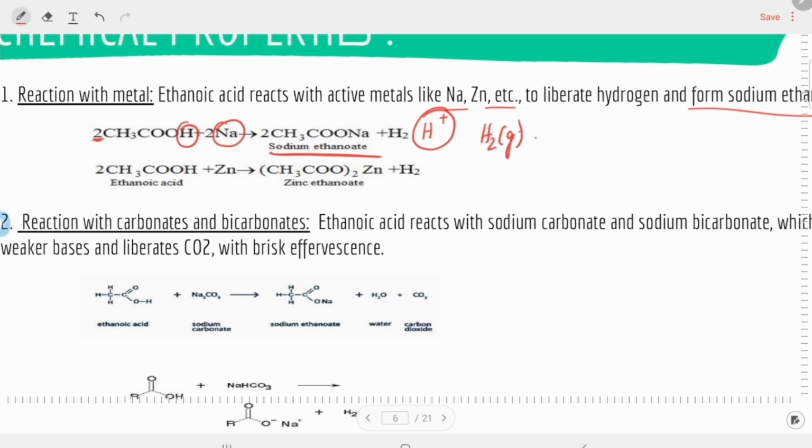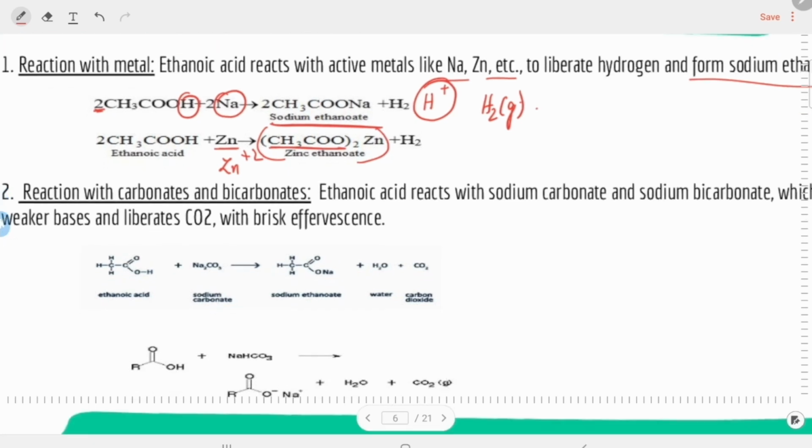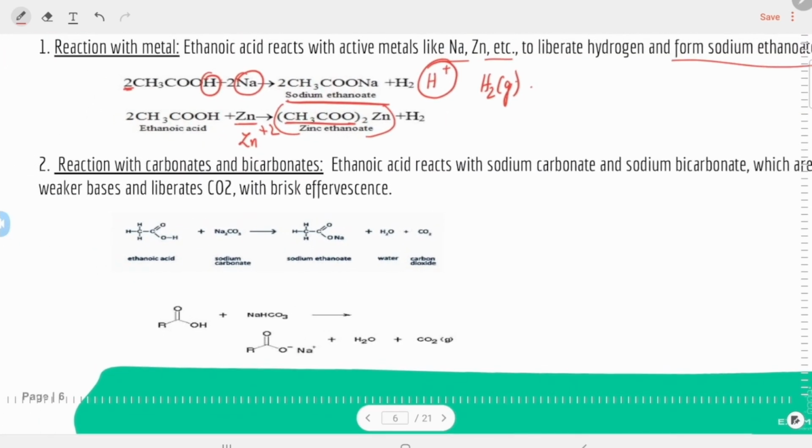Similarly, in the case of zinc, the valency is Zn plus 2. Therefore, we are getting two molecules of this. Reaction with carbonates and bicarbonates. Ethanoic acid reacts with sodium carbonate, Na2CO3, and sodium bicarbonate, NaHCO3, which are weaker bases, and liberates CO2 with brisk effervescence.